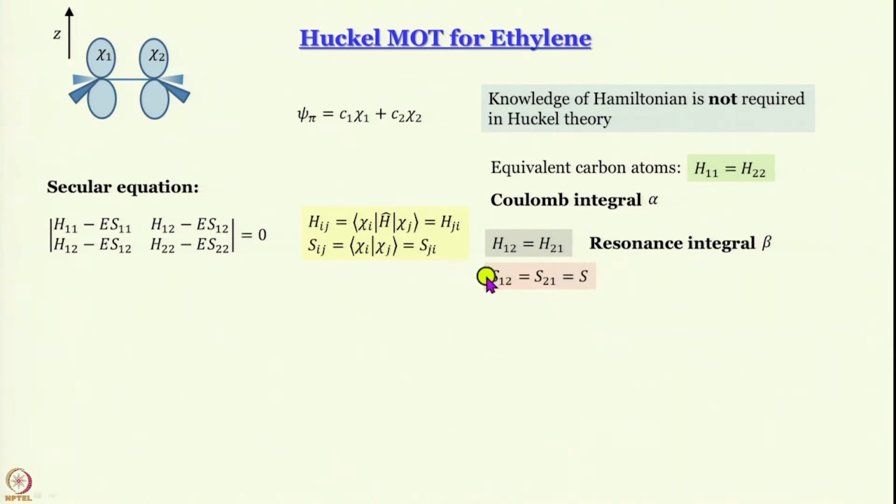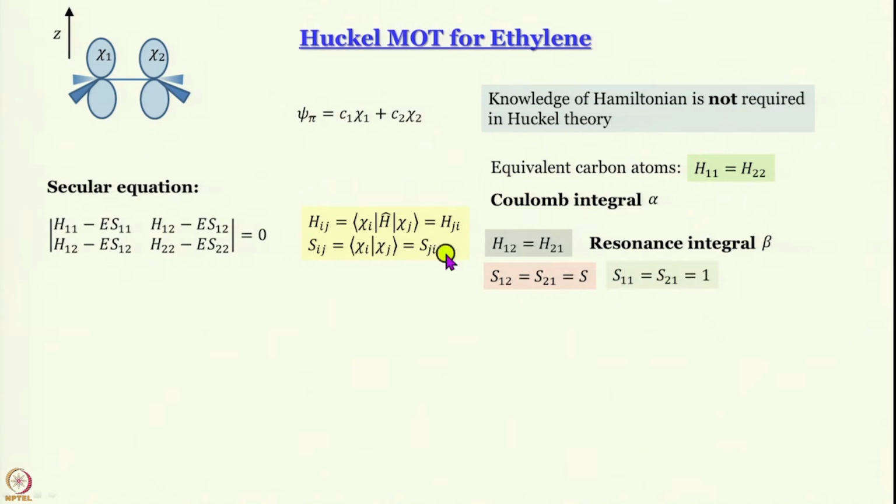S12 equal to S21, not very difficult to understand, that we will just call S. So, how does this simplify? Instead of H11 and H22 I will write alpha, instead of H12 in these two places I am going to write beta. S11 is equal to 1, is not it?